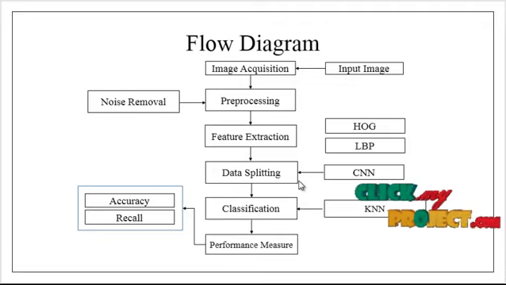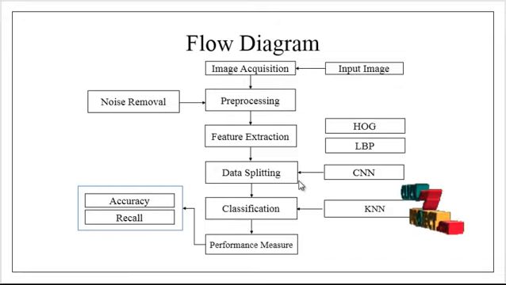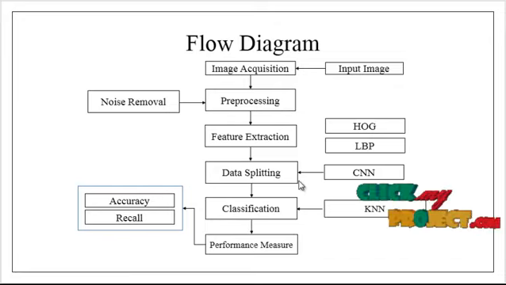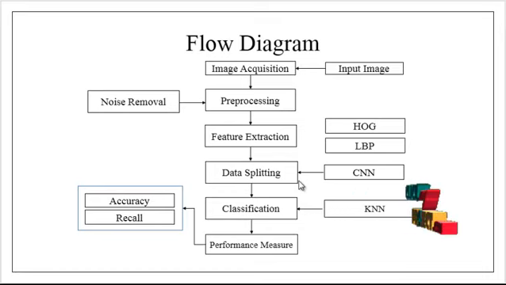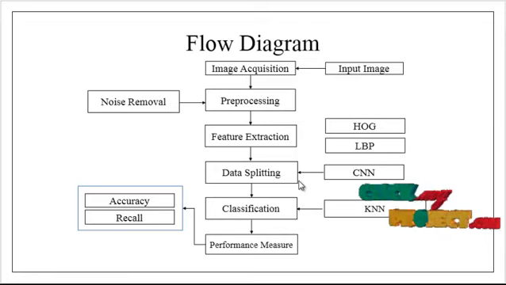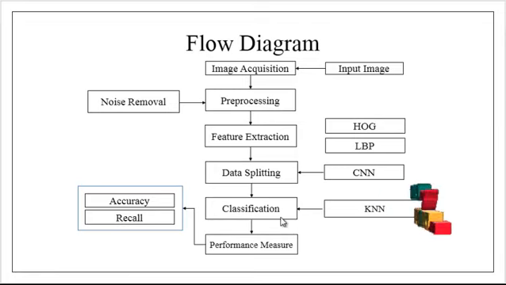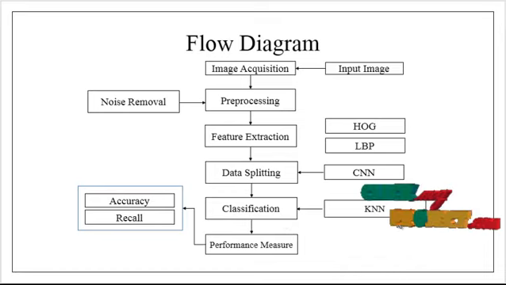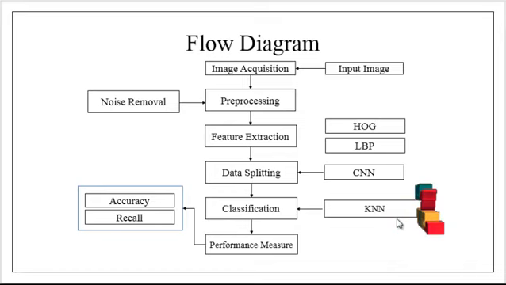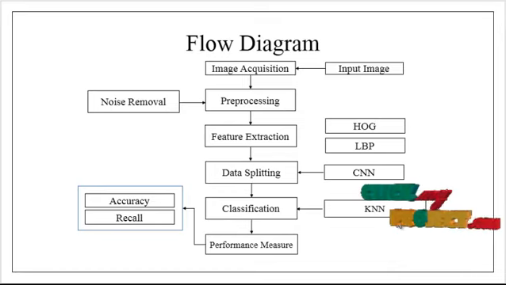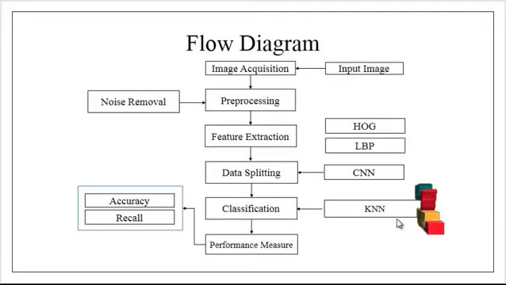After extracting these two features from the image, we move on to the fourth stage of the project, that is data splitting. In this data splitting, the CNN is used to split the data into two categories, testing data and training data. After the splitting of the testing and training data, we move on to the classification. In this classification step, we are using the k nearest neighbor, that is KNN classification, to classify which kind of bird species it is. So in this classification step, the final output will be the name of the bird.